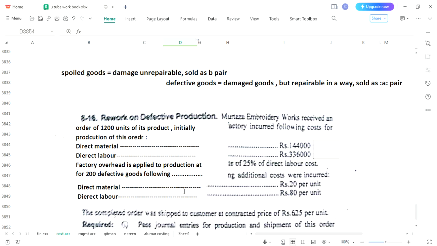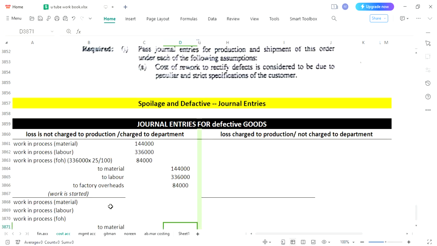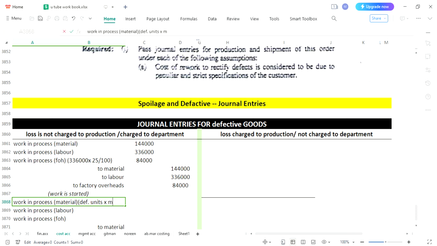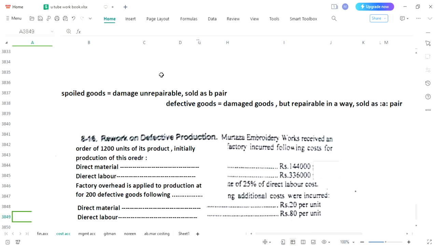And here, how will you calculate work in process material over here? Simple is this, defective units. I was hoping there was a space over here, but no. Per unit cost of material would be multiplied. So we'll have to make little more space over here. Okay. Then how many units were defective? It was mentioned in the question that units defective are 200.